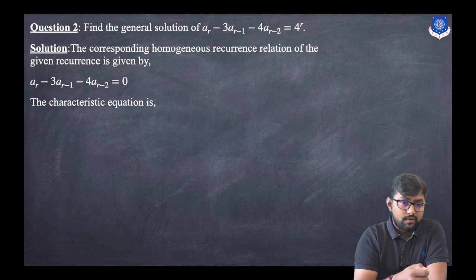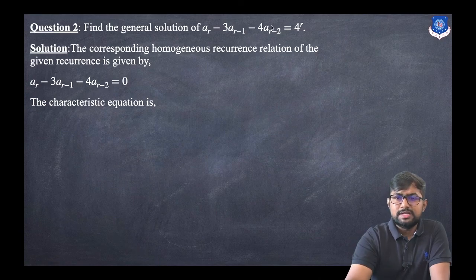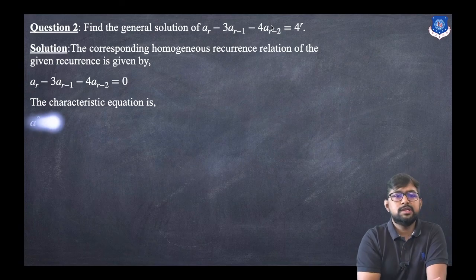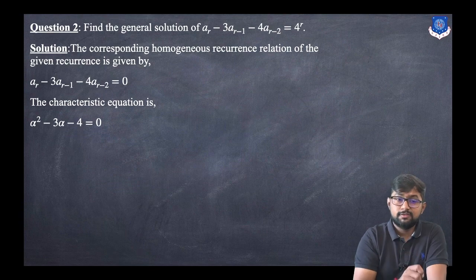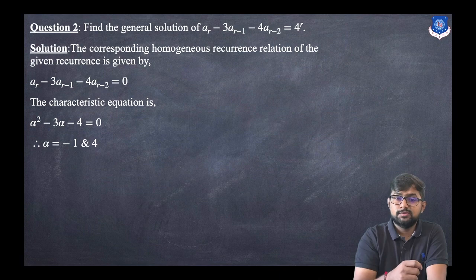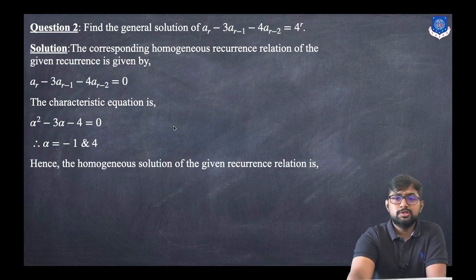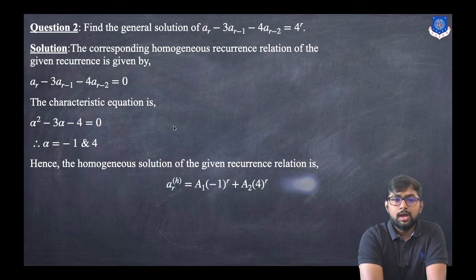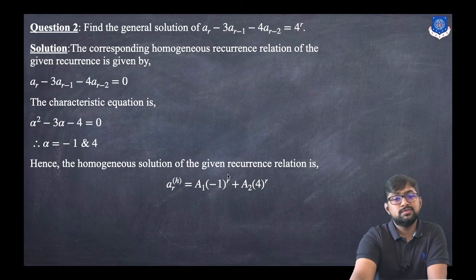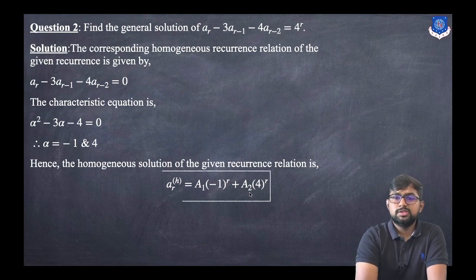Now the characteristic equation. What is the order of the equation? As you can see, r minus 2, so k equals 2, so the order of the equation will be 2. So the characteristic equation, starting with the highest order, is alpha squared minus 3 alpha minus 4 equals 0. Now how to solve this quadratic equation? You know very well. So alpha equals minus 1 and 4. Hence the homogeneous solution will be like this. Both the roots are distinct, so we apply the first case for distinct roots. So a_r^(h) equals A1 times (minus 1)^r plus A2 times 4^r. So this will be the homogeneous solution.